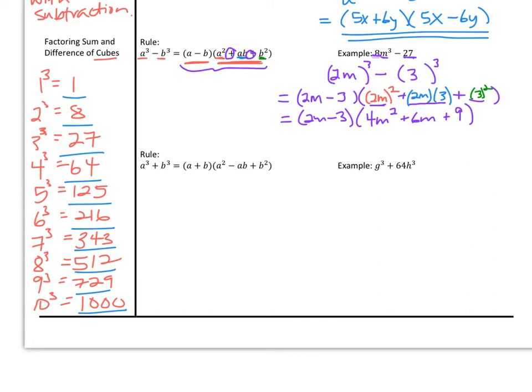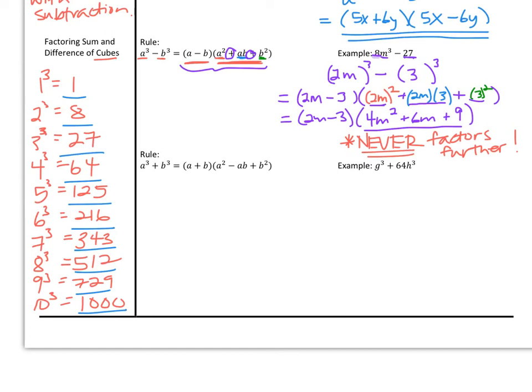Here are some things to note. This second parenthesis, even though it looks like you might be able to do something with it, it will never factor further, even though it might look like it could. Make sure to write that down. I know it'll look like you want to separate it more, like the 4m squared and the 9, but it just doesn't work that way. So it's kind of unfortunate.